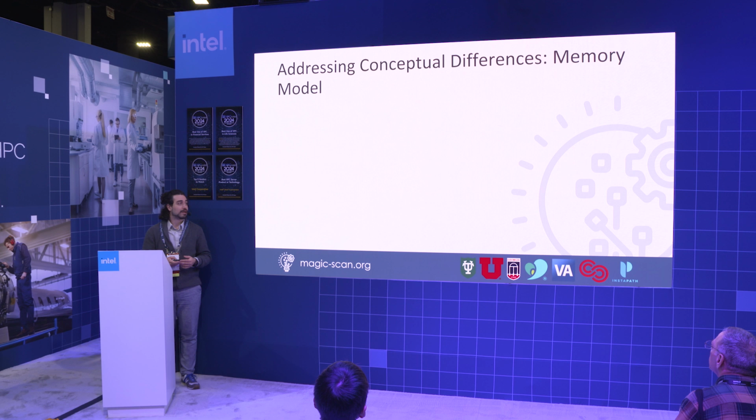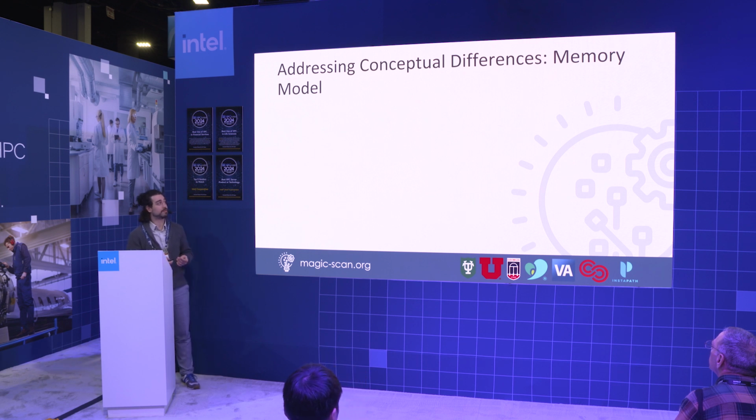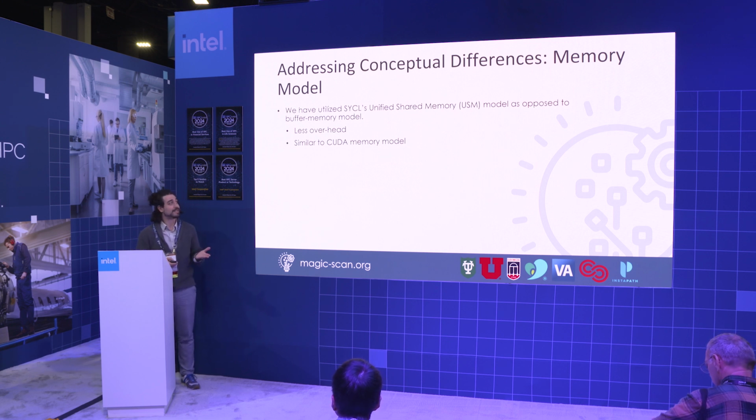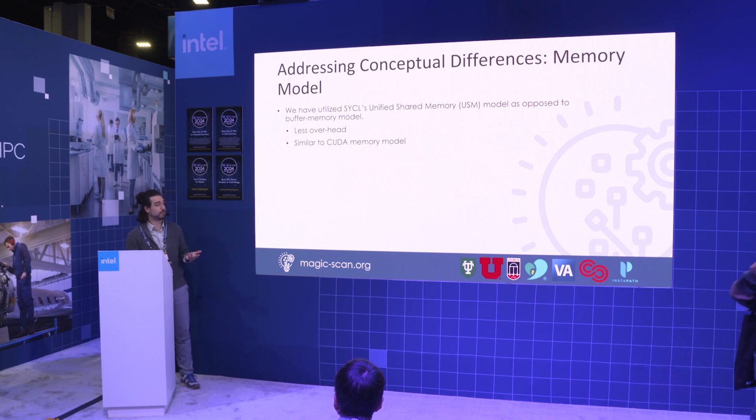Then there are also more significant conceptual differences, like the memory model. First of all, SYCL offers 2 different memory models, one of them being the buffer memory model, which gives you more error handling but has more overhead and is slower. And the other one being the unified shared memory model, which is in short USM. USM has less overhead and it shares more similarities with the CUDA memory model.